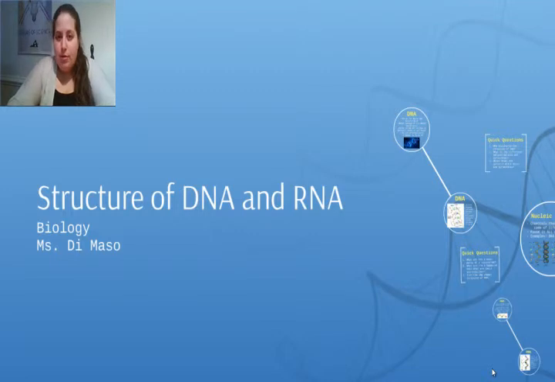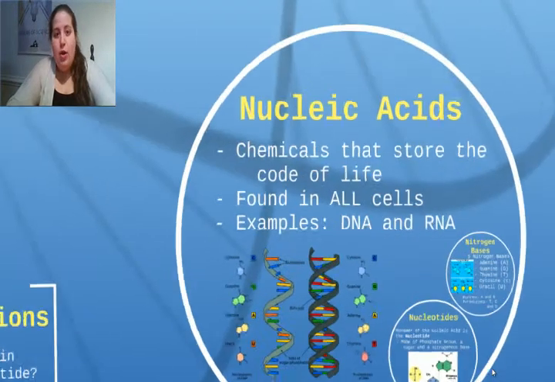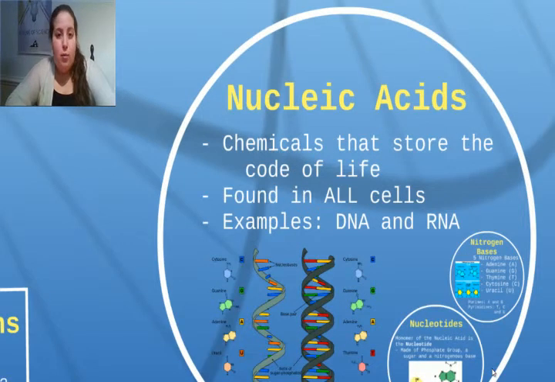If you guys remember from all the way back at the beginning of the year, we talked about our 4 biomolecules: proteins, carbohydrates, lipids, and nucleic acids. So now we're focusing on the nucleic acids. Remember that these are the chemicals that store the code of life, and they're found in all cells. All living things have nucleic acids. And the examples that we had were DNA and RNA.